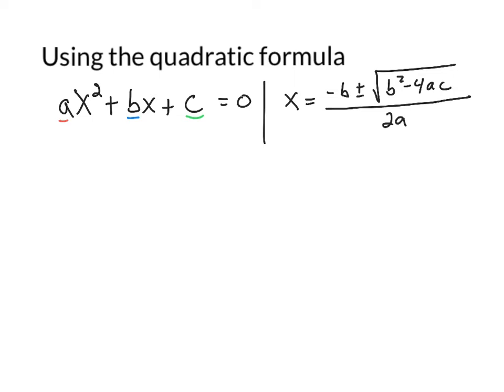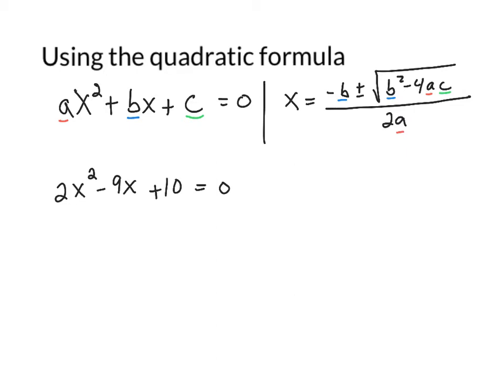Okay, and so over here on the left, my a, b, and c are the same as these a's, these b's, and c. Okay. So let's look at a specific example and see if we can use the quadratic formula to find the solutions. Let's do 2x squared minus 9x plus 10 is equal to 0.